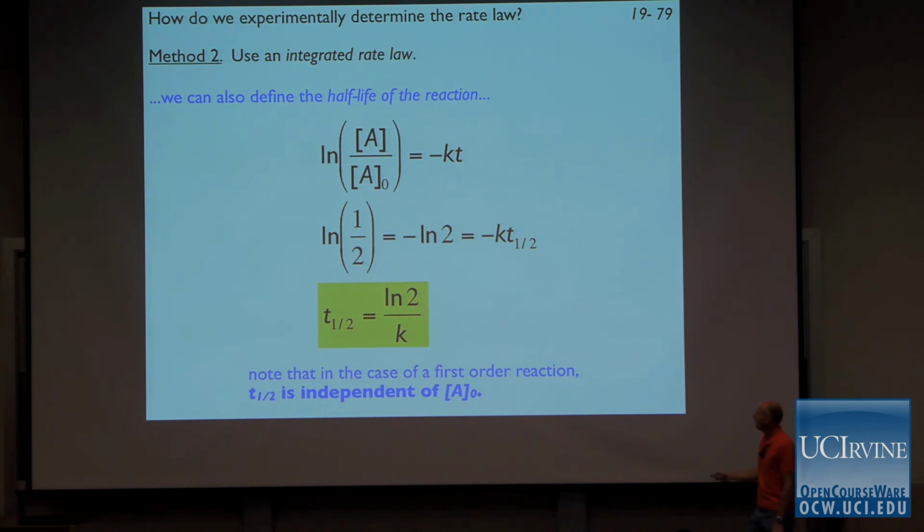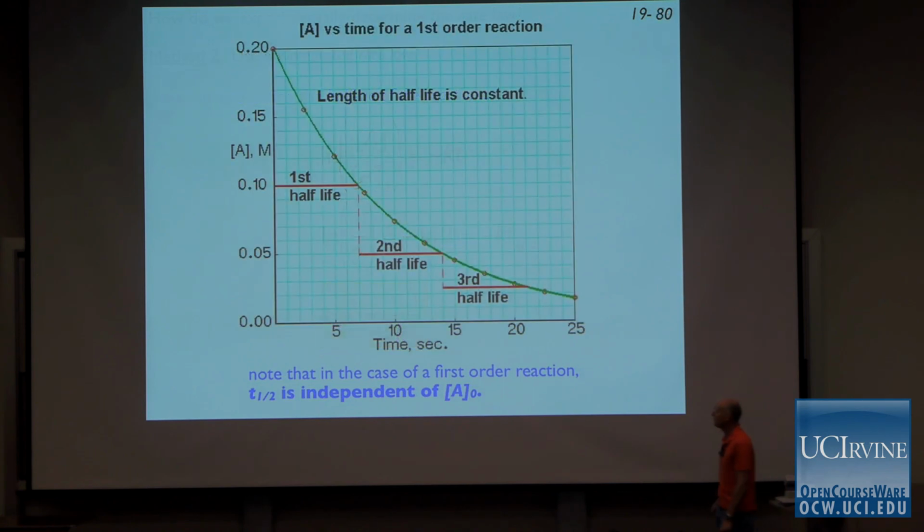Now note that in this case of a first order reaction, the half-life is independent of the initial concentration of A0. That's the hallmark of a first order reaction. You start with 0.2, you measure the first half-life, that's how long it takes to get to 0.1. Now you pretend 0.1 is your starting point, you measure how long it takes to get to 0.05. Same amount of time. You measure the third half-life, that's the time it takes to get to 0.025, that's the same amount of time. If the half-life stays the same, it's a first order reaction.